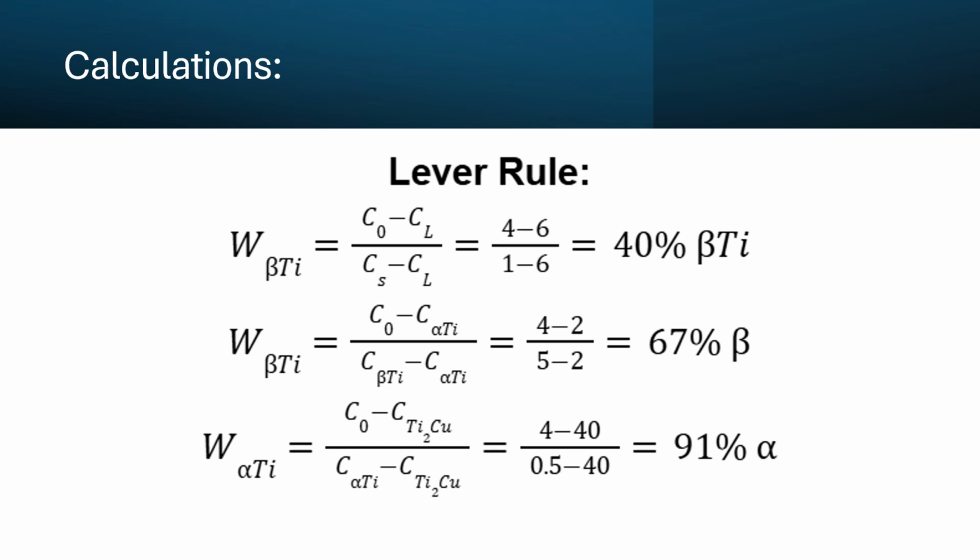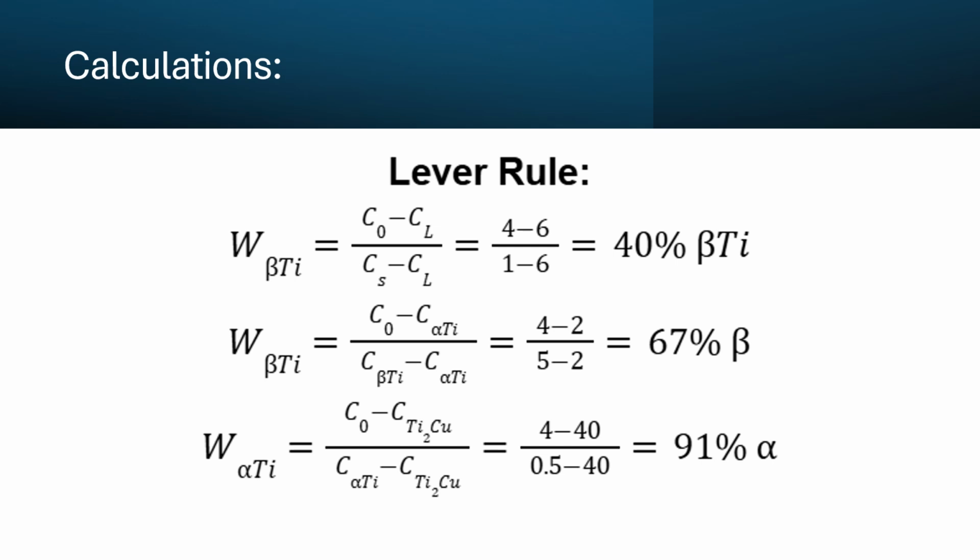Nice. Continuing on, for the weight of our other beta titanium, we have the initial concentration. We subtract out the concentration of the alpha titanium, divide that by the concentration of beta titanium minus the concentration of our alpha titanium. Doing that all out, we get 67% weight percent for our beta. That's awesome, Brody. But what about the alpha? Well, in a similar way, we can calculate the alpha by knowing that the weight percent needs to add up to 100. So therefore, our alpha should be 33%.